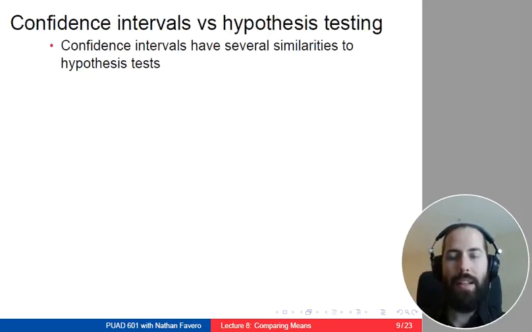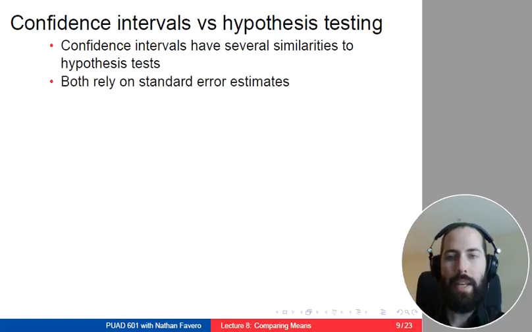Okay, let's talk a little bit about confidence intervals and how they compare to hypothesis testing. Confidence intervals have several similarities to hypothesis tests. Specifically, both confidence intervals and hypothesis tests rely on our standard error estimates. We learned about those a couple lectures ago, and, if you'll remember, standard error estimates tell us how precise our estimate is. In other words, how much certainty do we have around our estimate?